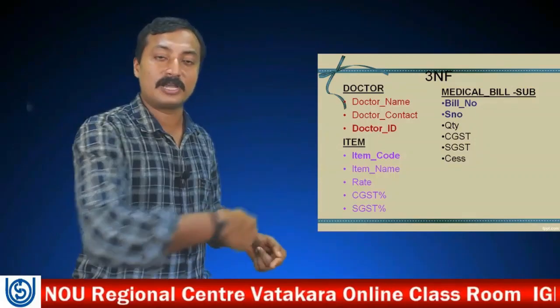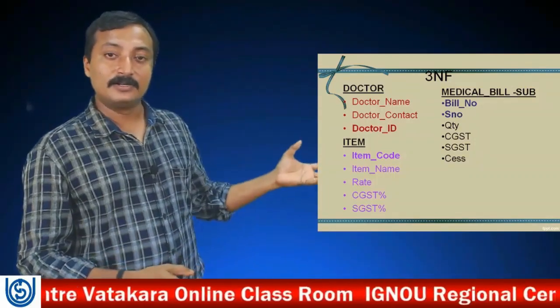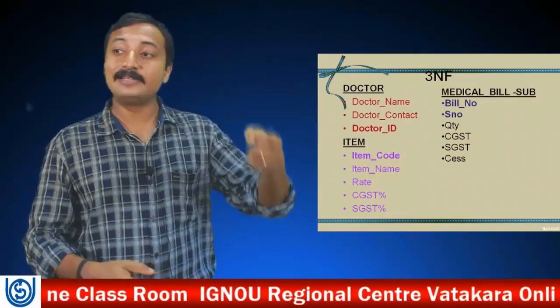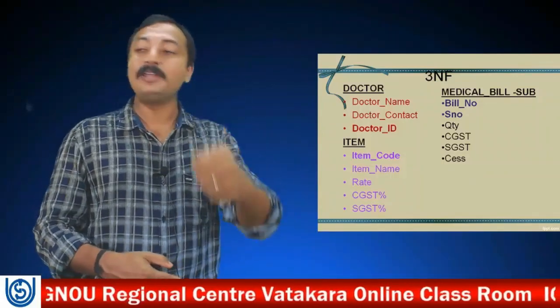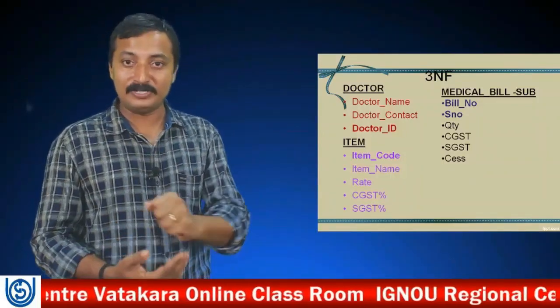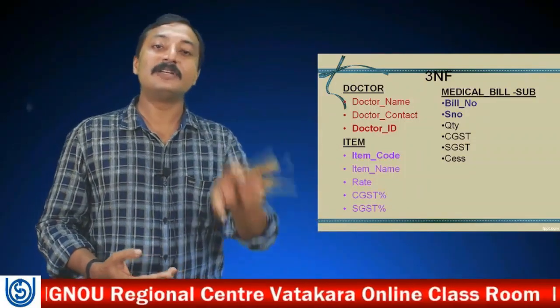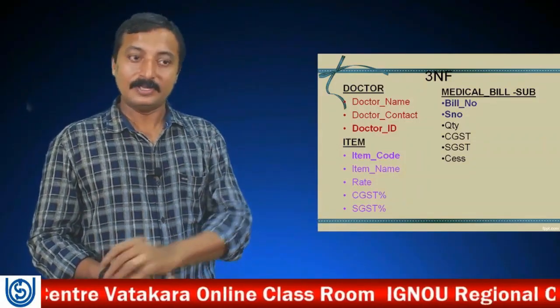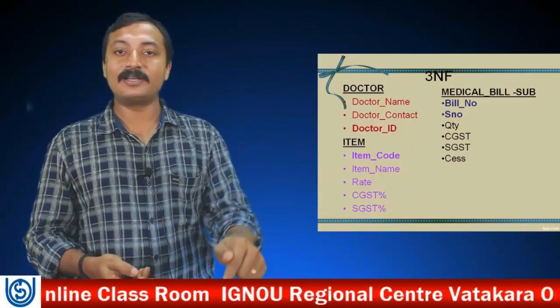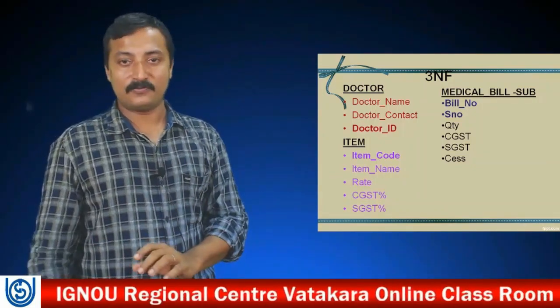You just go through these tables. You can see that every table is directly dependent only on the key attributes. That means there doesn't exist any sort of transitive dependency. Then these tables can be called as being in third normal form.